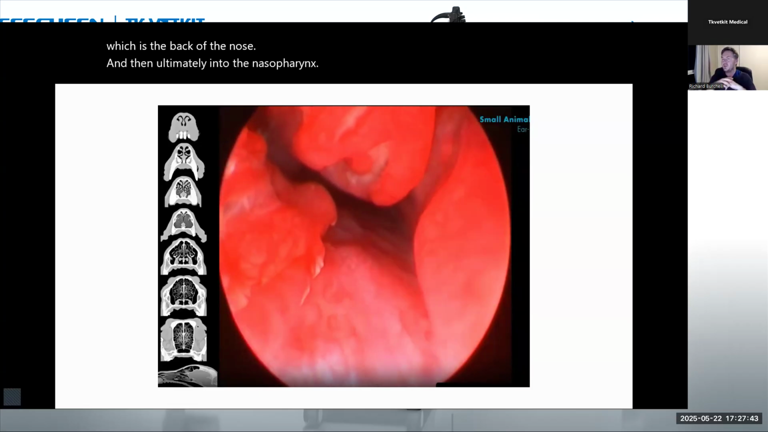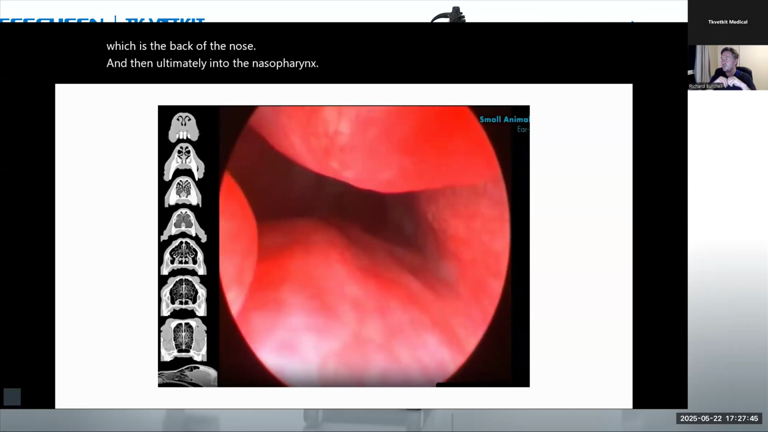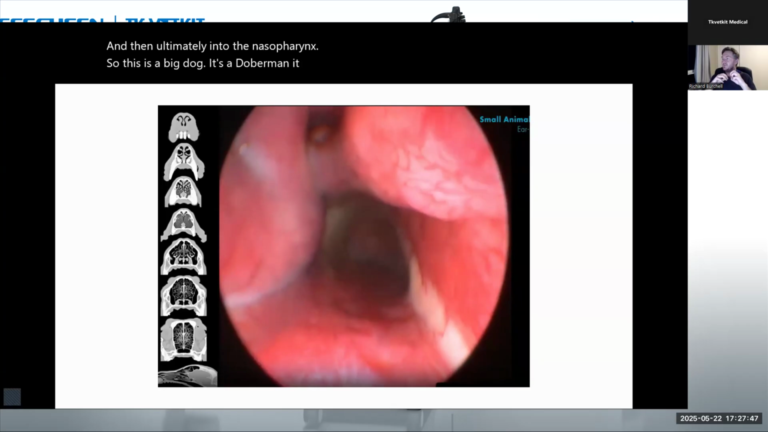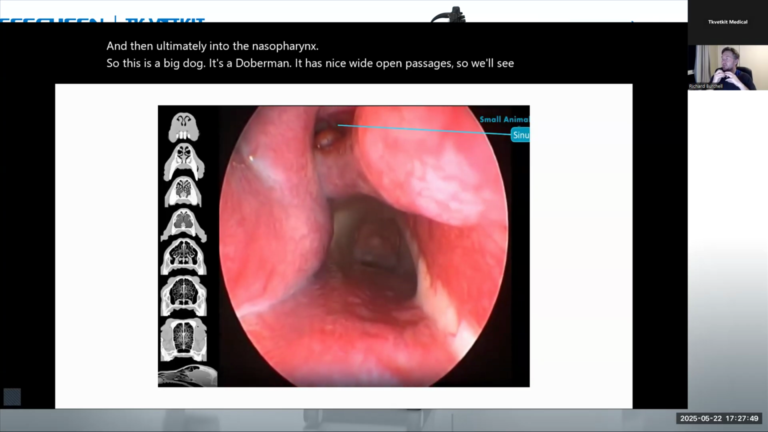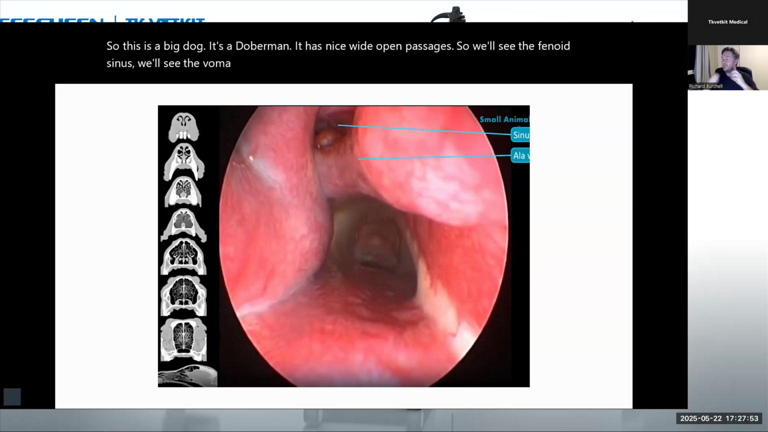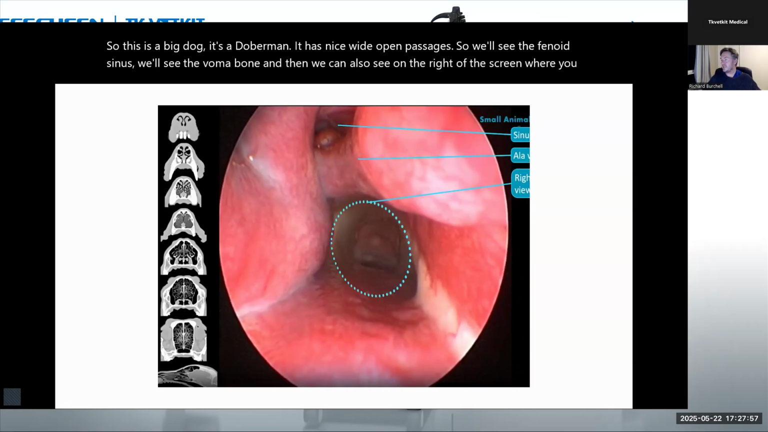So this is a big dog. It's a Doberman. It has nice wide open passages. So we'll see the sphenoid sinus. We'll see the vomer bone. And then we can also see on the right of the screen, that's the opening into the nasopharynx.